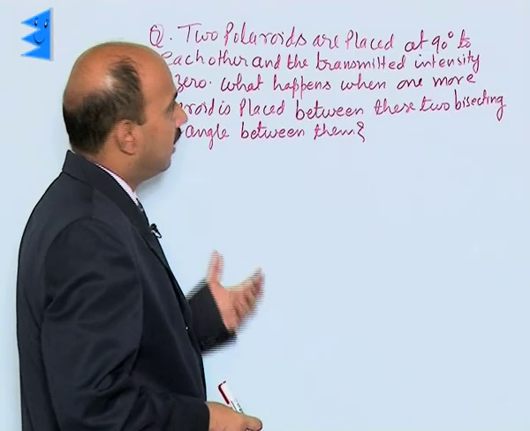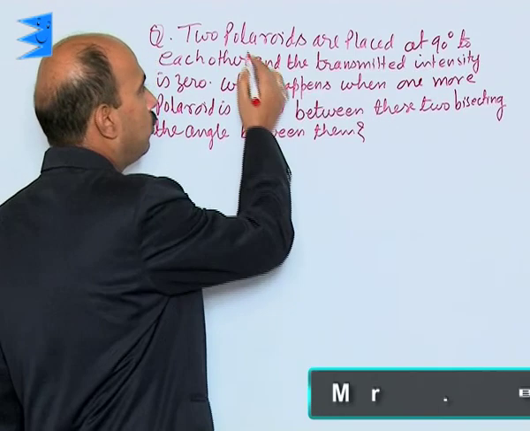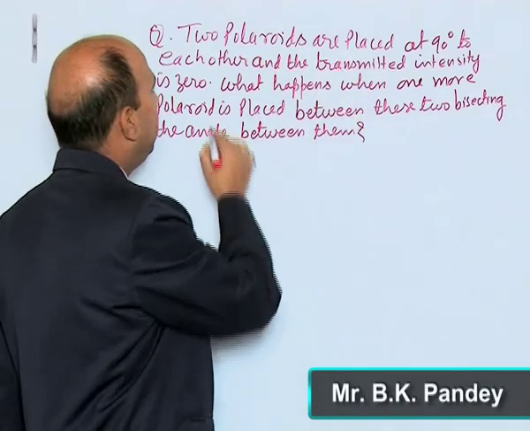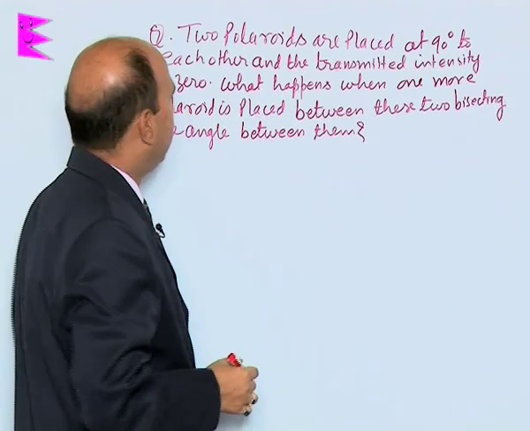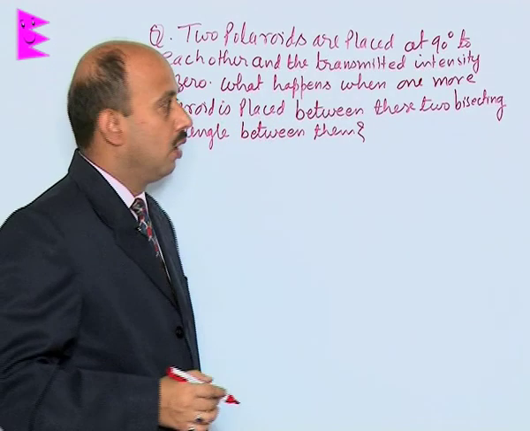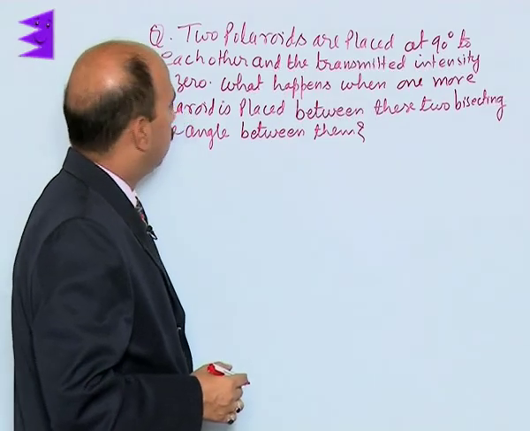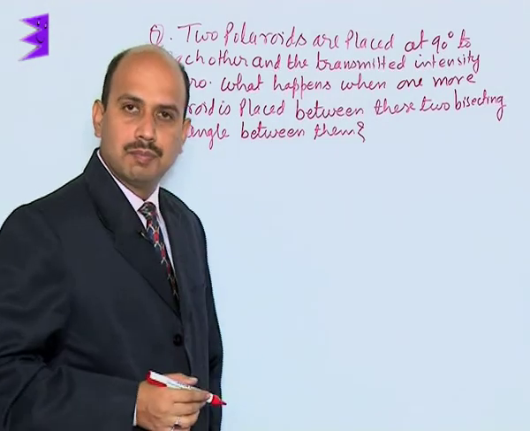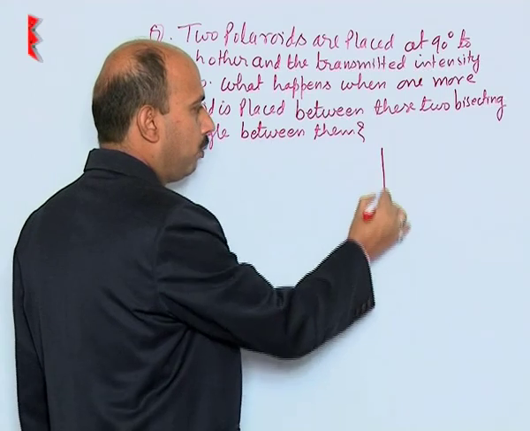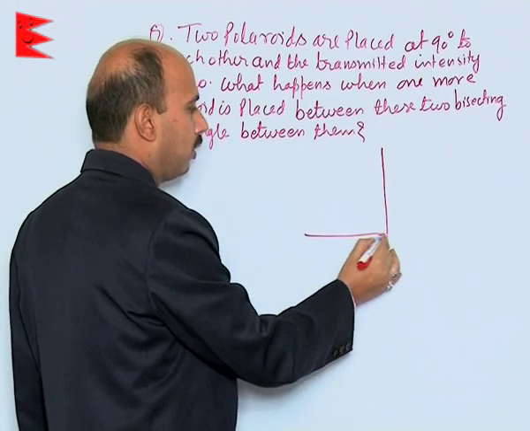Now see here, next example. In this example, two Polaroids are placed at 90 degrees to each other and the transmitted intensity is 0. What happens when one more Polaroid is placed between these two, bisecting the angle between them? Suppose you have one Polaroid over here and one Polaroid over here.